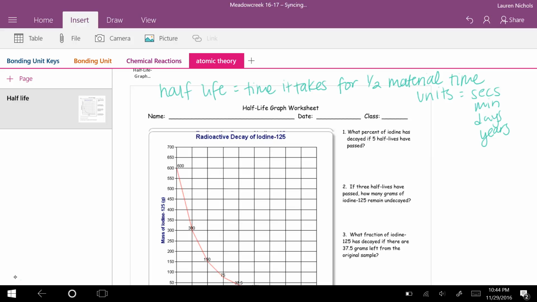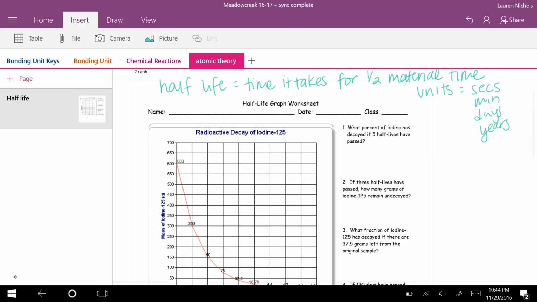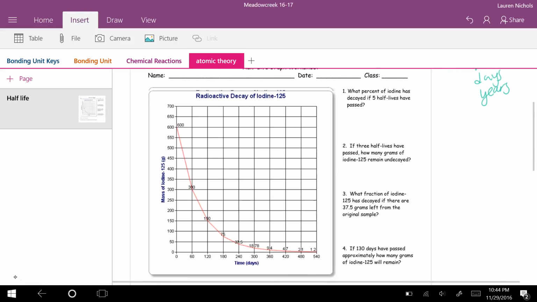a unit of time. Now, if we look at this graph that we have right here, it talks about the radioactive decay of iodine 125. Now, remember that iodine 125 is an isotope. We have the element iodine, and the mass specifically is 125. Now, if you look at the periodic table, you might see something a little bit different for the mass, and that's because the mass of this isotope will change depending on the number of neutrons.